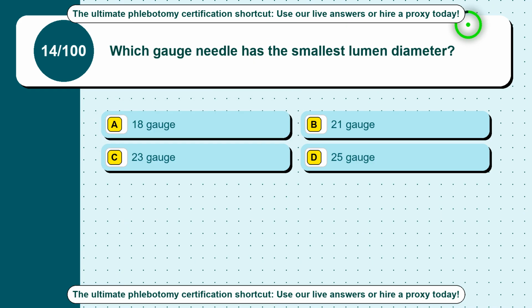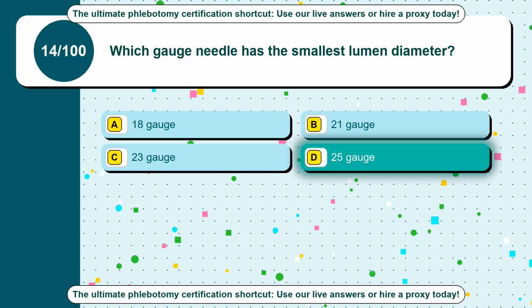Question 14. Which gauge needle has the smallest lumen diameter? Option A, 18 gauge. Option B, 21 gauge. Option C, 23 gauge. Option D, 25 gauge. The correct answer is option D, 25 gauge.